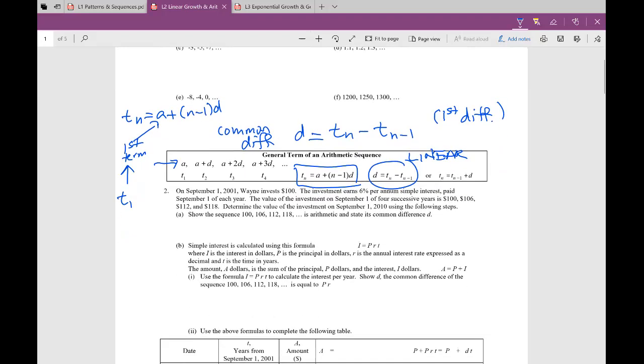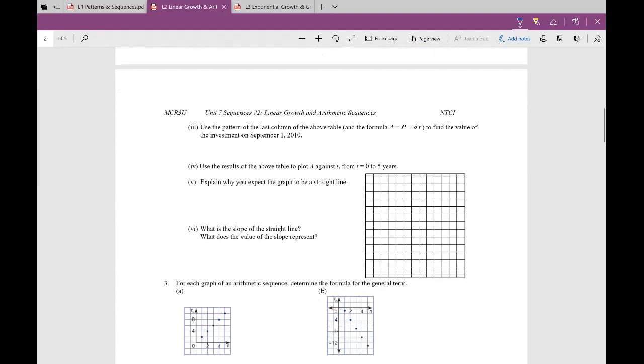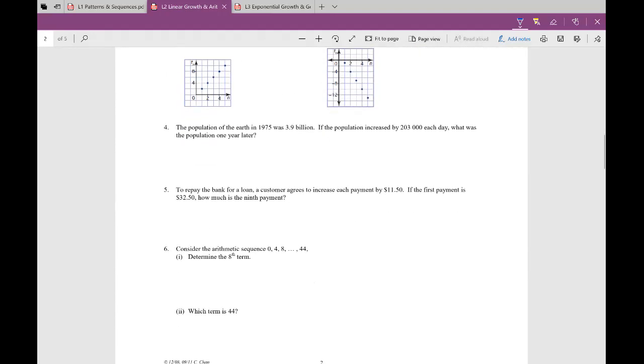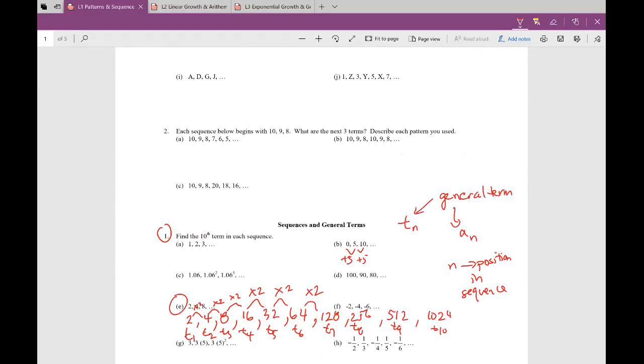Now, question 2 is actually a practical use, and it looks at our financial math, which we may or may not get to. But I just wanted to get to a real question here. So let's take a look at question 6, found on page 2 of the package. Consider the arithmetic sequence 0, 4, 8, and it goes all the way to 44. Notice we don't know what term that is, and although a lot of you could say, Mr. Chen, we could pattern this out. Why don't we, like we did in lesson 1? Why don't we just do this?